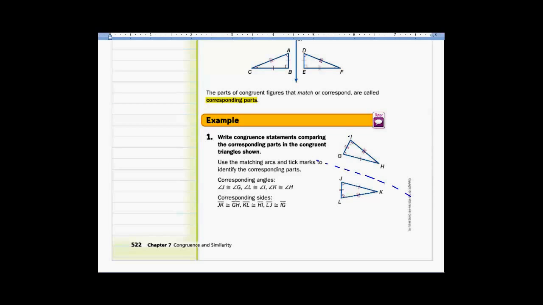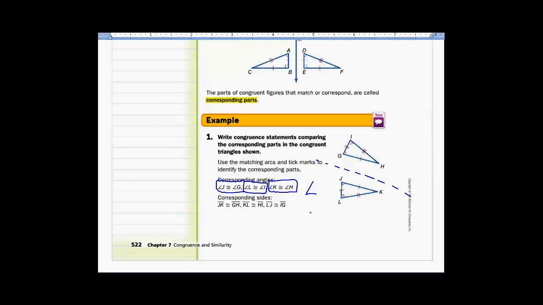So angle I corresponds to angle L. So this is a congruence statement. Everything that matches up together. H would match up with K. Make sure you are putting the angle symbols in front of them. J and G would match up. That is the correspondence statements for angles.